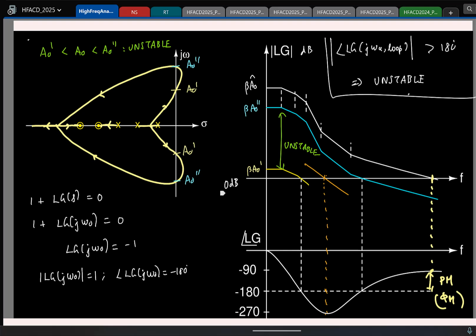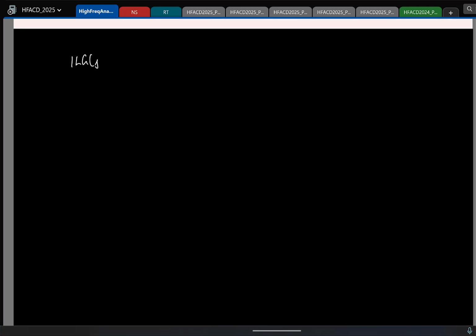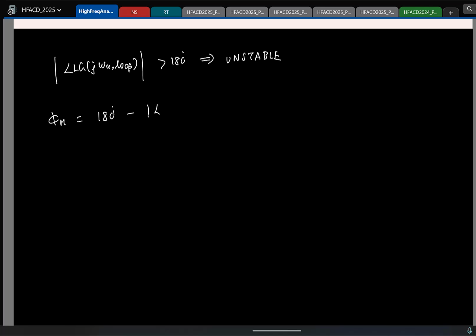Let me rewrite it here. If I look at the phase of the loop gain at the unity loop gain frequency, and to avoid the confusion on negative, I will just take the absolute value. If this is greater than 180, this means that the closed loop system will be unstable. And to quantify how close to instability the closed loop system is, we define the phase margin, that is 180 minus this phase. That's it. Again, I am just taking the absolute values to avoid confusion on negative signs. Okay. Is this clear? This is the final check you have to do.